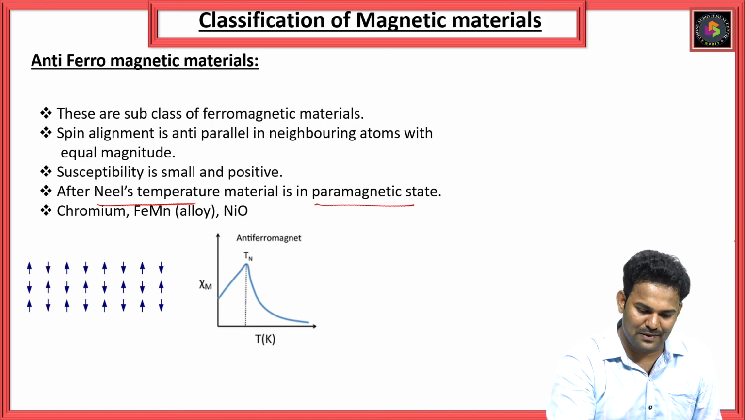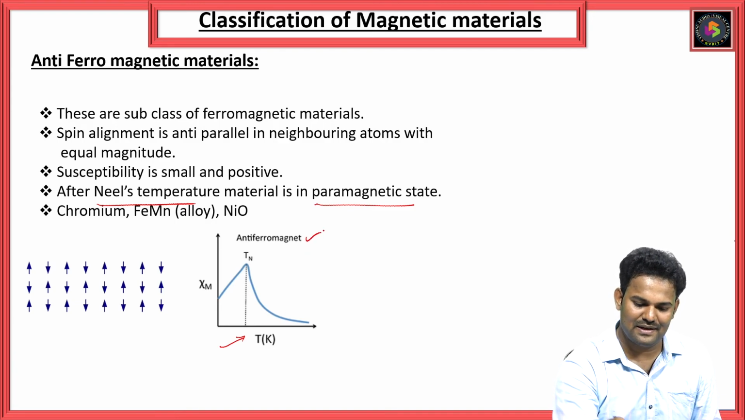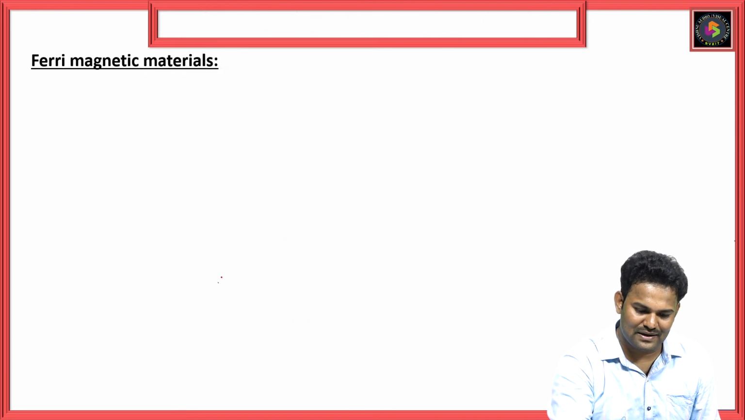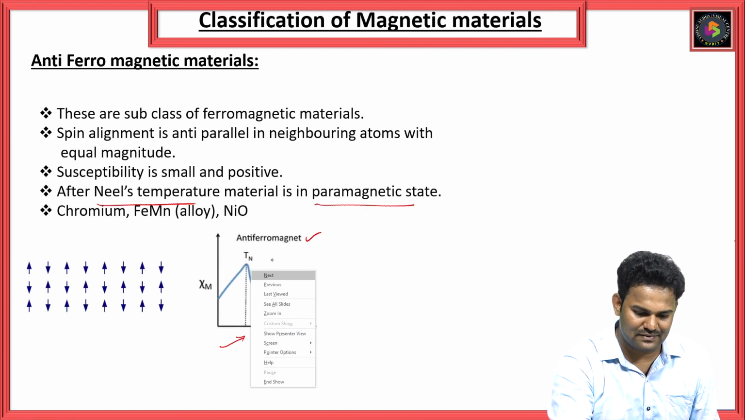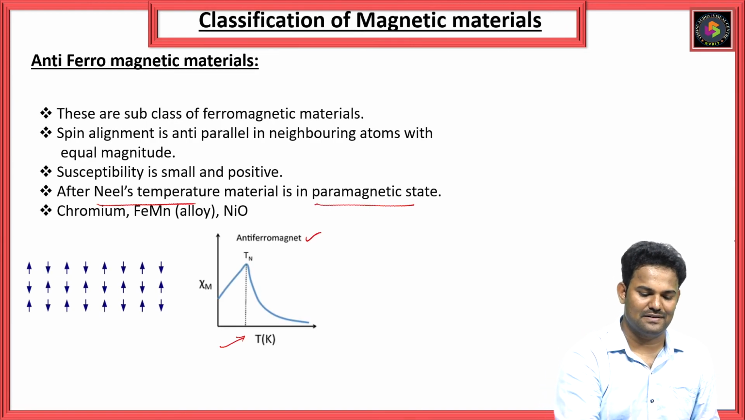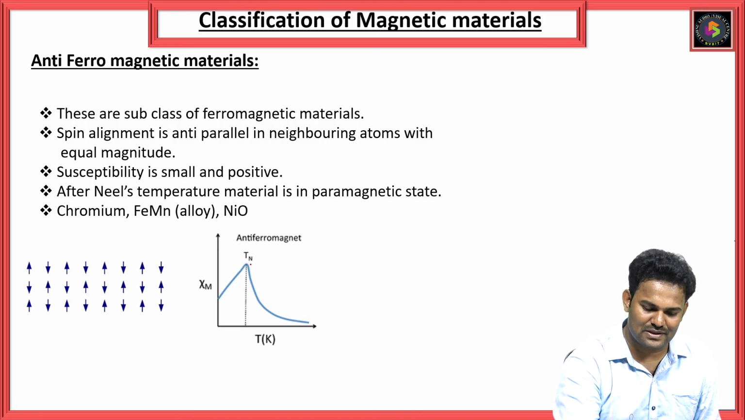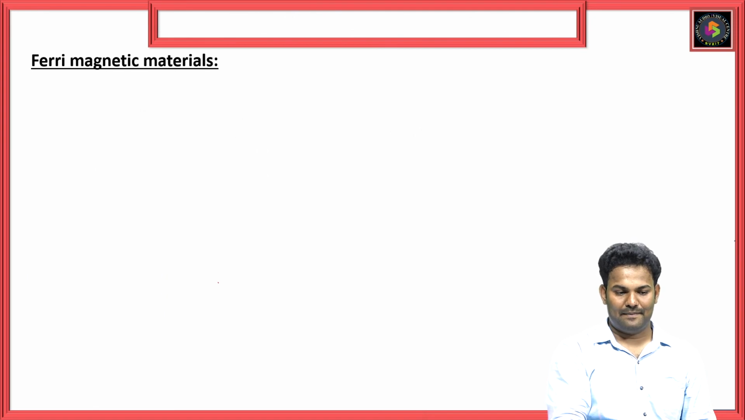If you see the diagram, we are applying temperature to the antiferromagnetic material. Its magnetization initially increases up to a particular point, and after that it decreases. We have seen the decrease in nature. This temperature is known as the Neel temperature of the material.